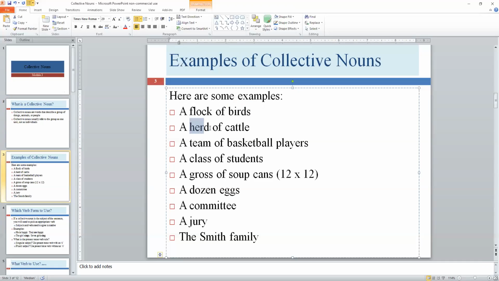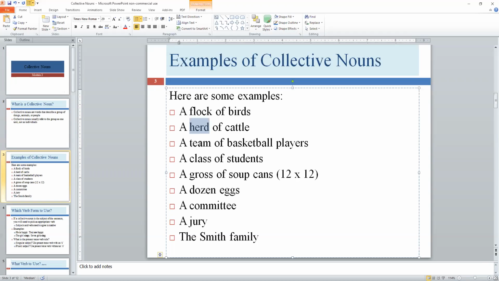Similarly with herd, we have a herd of cattle. There's lots of cows in that herd. If we want to talk about each one of those cows, we'd say the cows. But no, we're talking about the unit, the larger entity that happens to contain the cows, but is in some sense different than each one of the cows. And of course, it's singular, a herd of cattle.